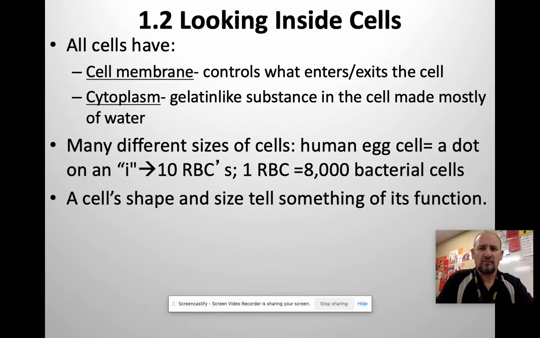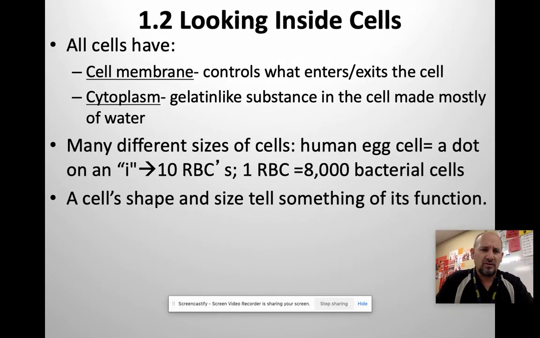It's also helpful, besides letting needed materials in, like oxygen or food molecules or water, it's going to allow those other molecules, those other things that cells don't need, to leave, like waste products, carbon dioxide, those kinds of things.